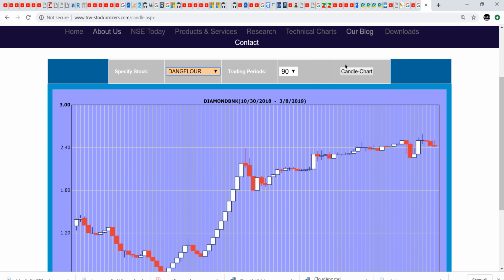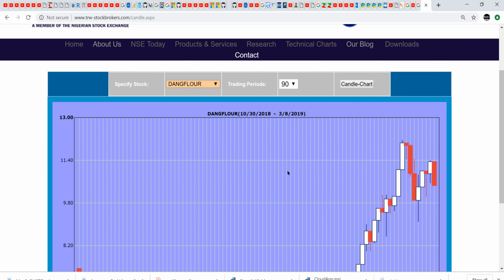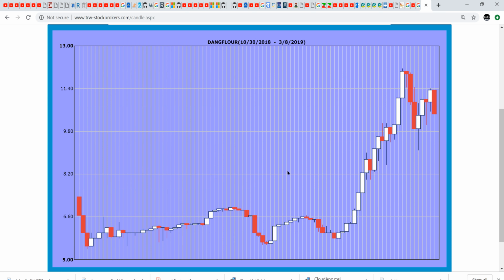Dangote Flour, if I can do this chart. Yeah, so the Dangote Flour for the 90 days period, wow, this is amazing. It was at the lowest here, it got to 6 naira, but then here it is now selling at 11 point something naira. It even got up to 12 naira.